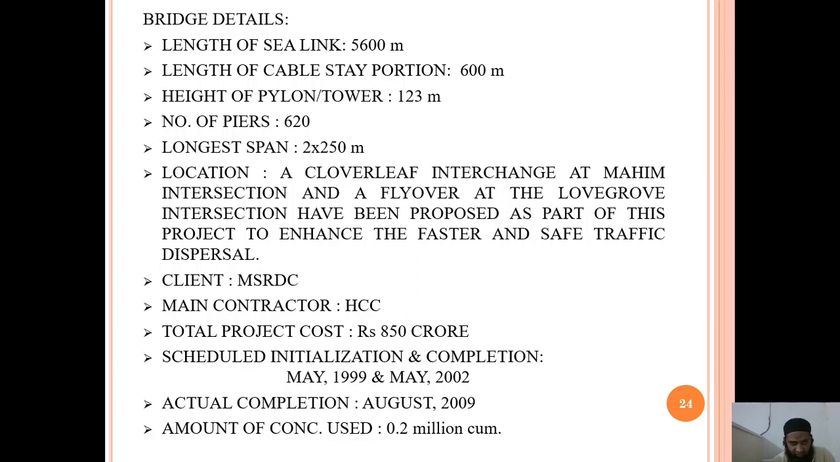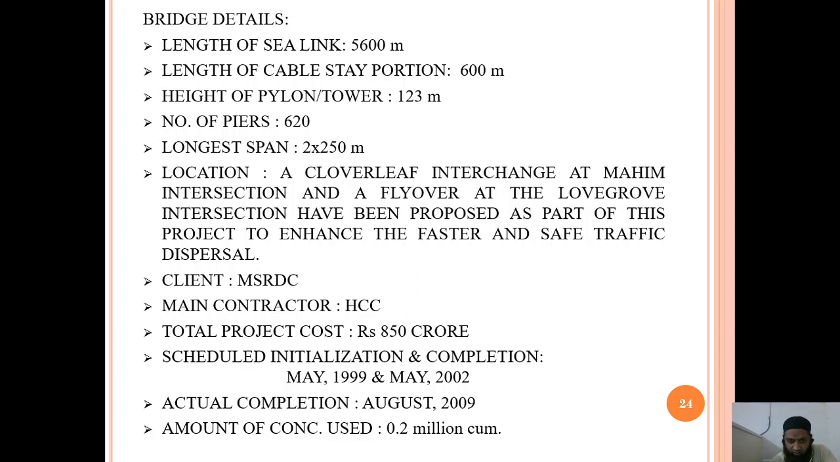The height of the pylon, or the tower, is 123 meters. This is 123 meters, the height of the pylon. And the number of piers which will be erected is 620 piers. So you can just imagine how big the height of the pylon is, and the longest span is 2 into 250. Basically, this 600 meters has been again divided into different spans. You can see the longest span of 250 meters.